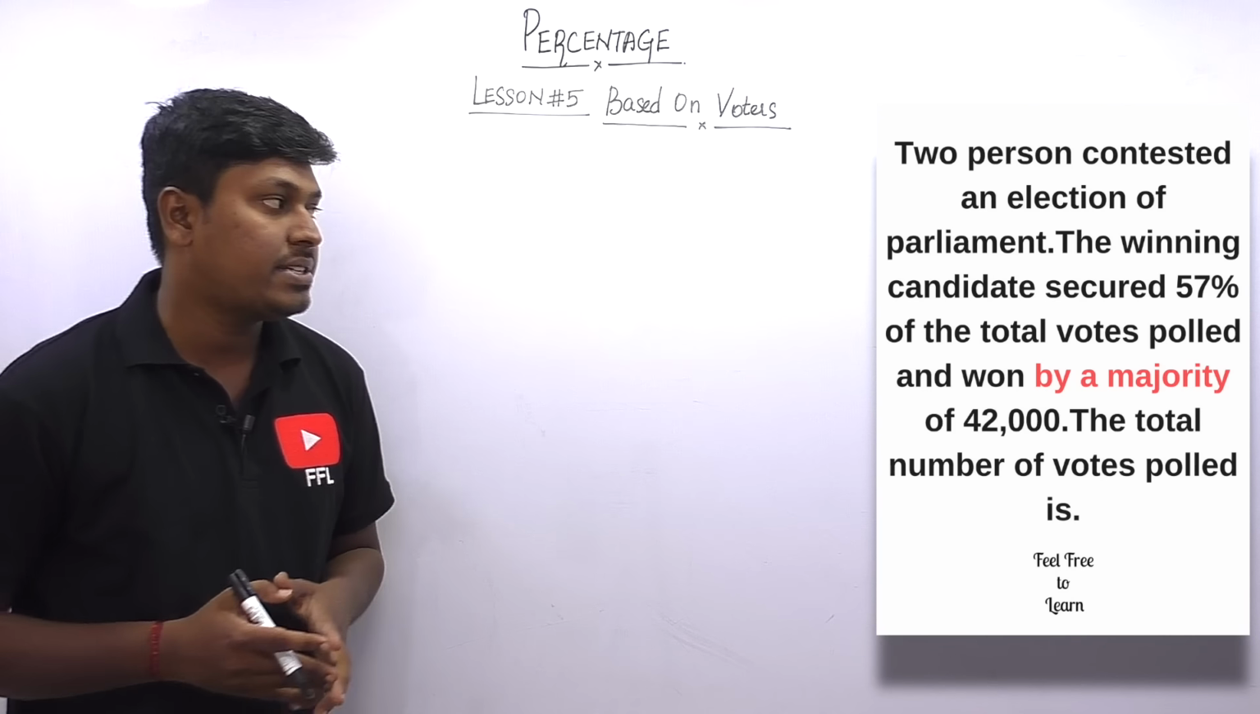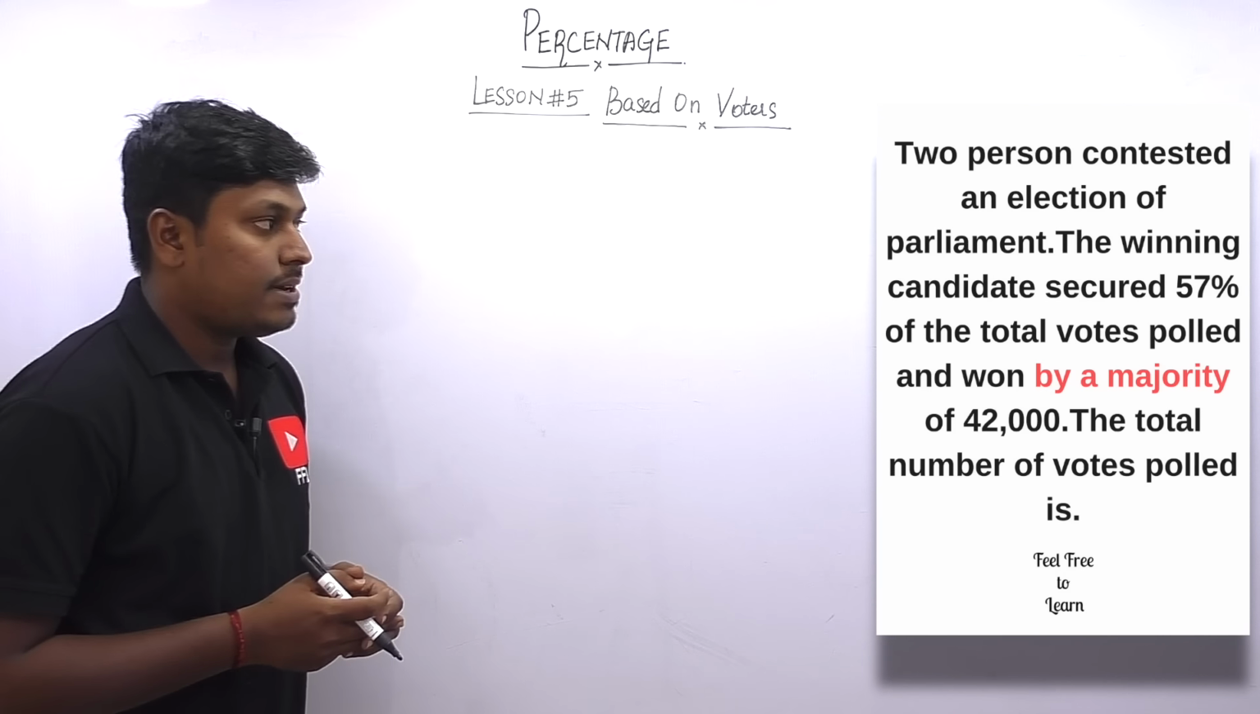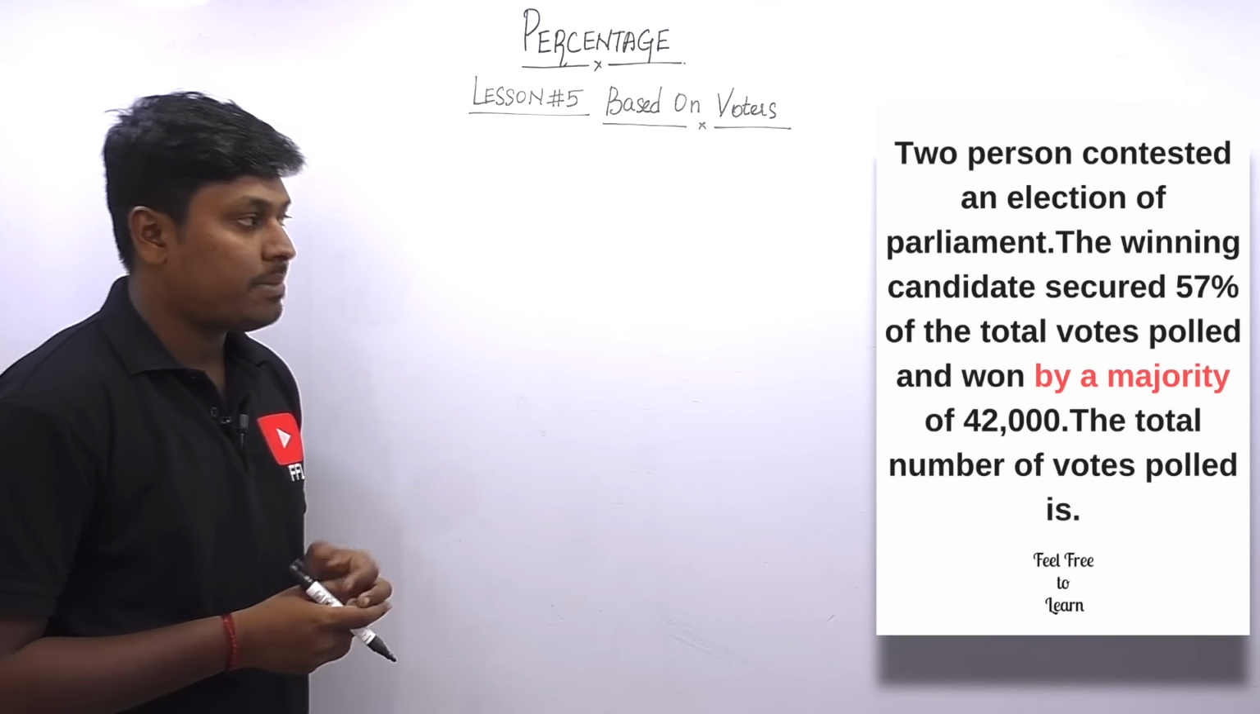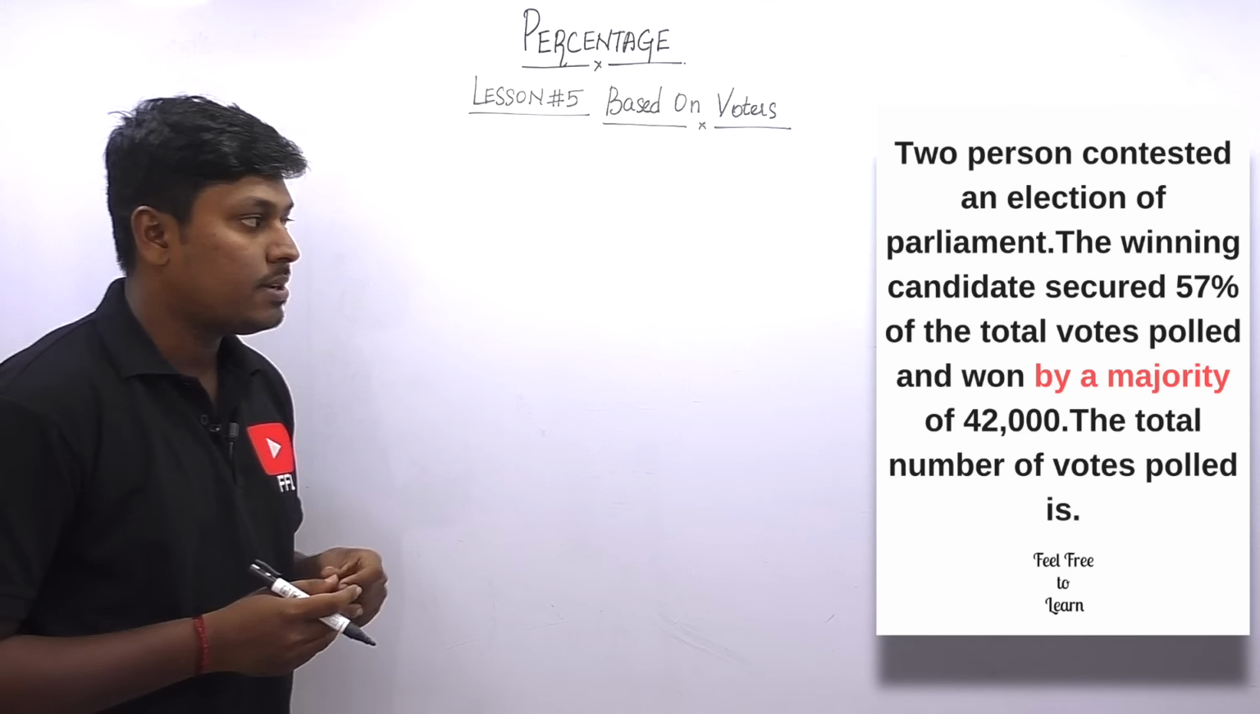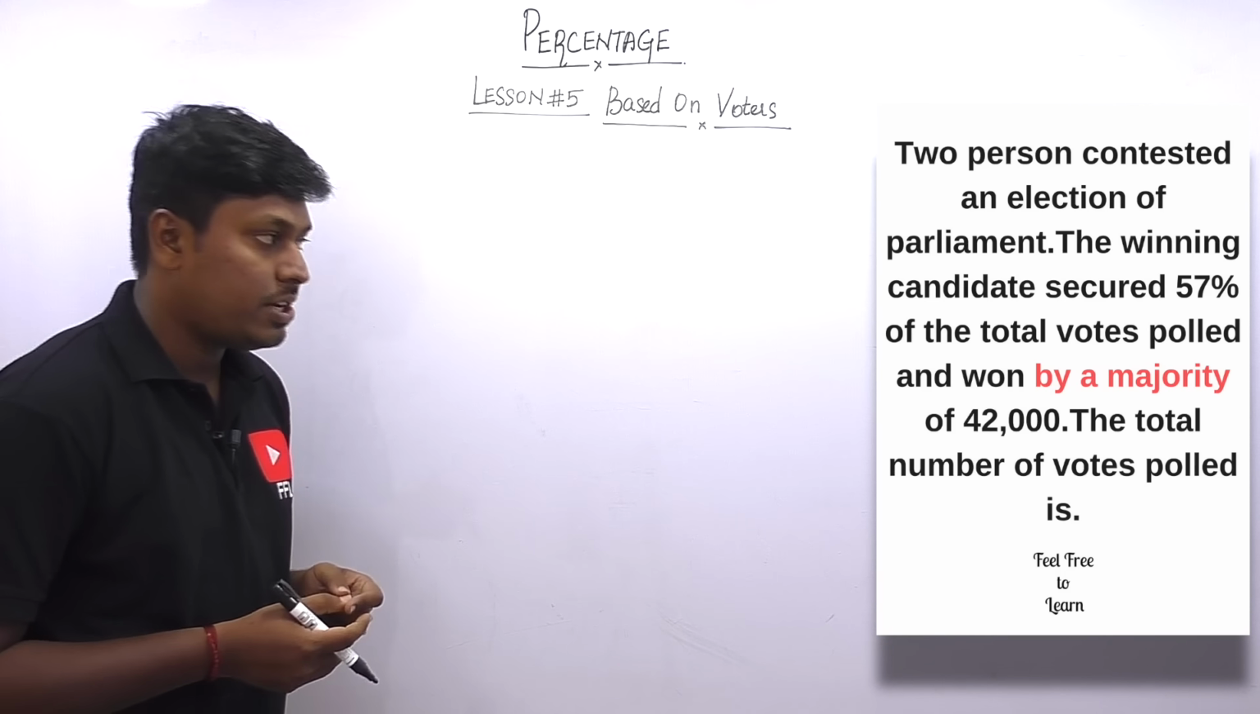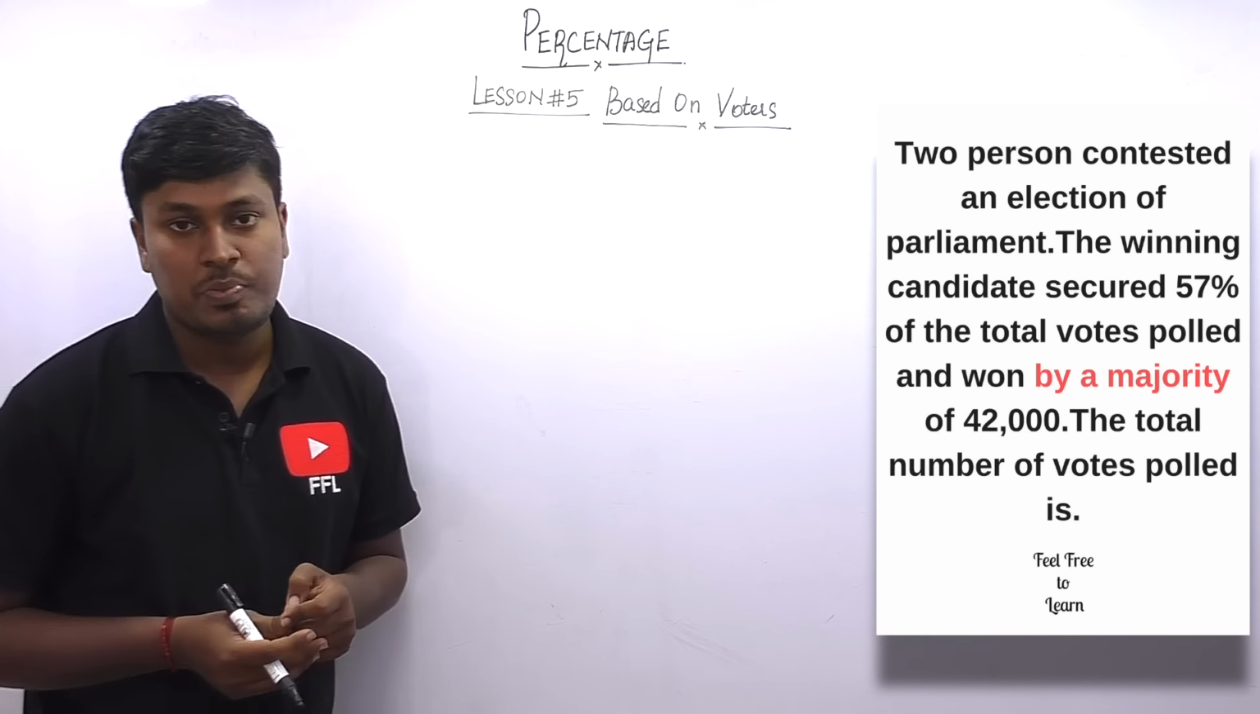Now let me solve question number 1. Two persons contested an election of parliament. The winning candidate secured 57% of the total votes polled and won by a majority of 42,000. The total number of votes polled is?